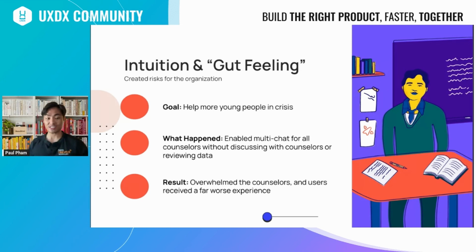And this created risk for our organization. I'll be explaining one of the risks that actually happened when I first joined the Trevor Project. A few years ago, our goal was to align more with our mission, which is to end suicide among LGBTQ plus young people, and ultimately help more young people in crisis. So just making sure that our services are available to many other people out there.